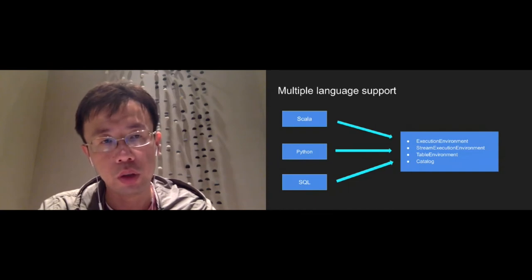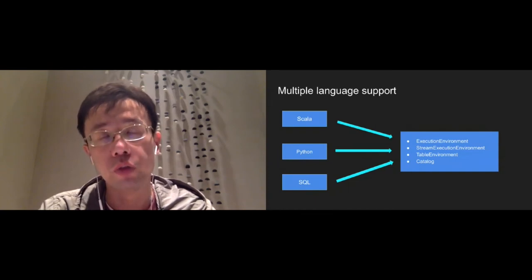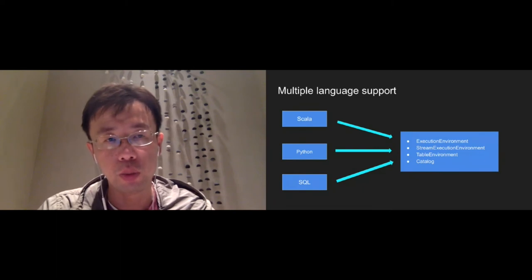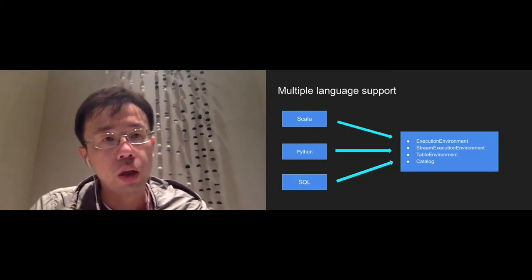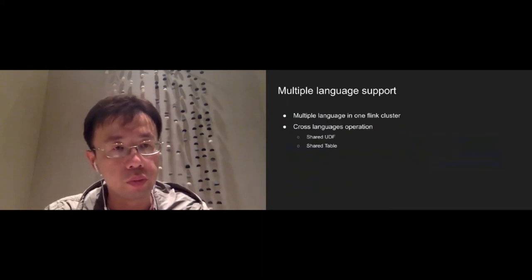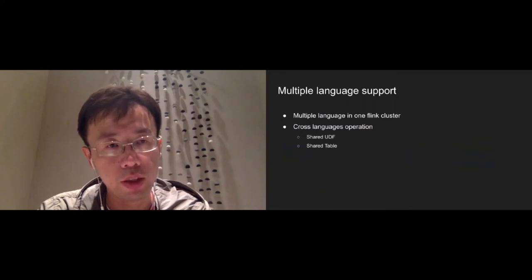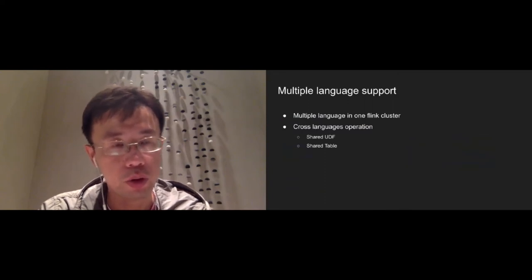So if you have such requirements, that you want to collaborate between different languages, then this is the right choice for you. Use Flink on Zeppelin. Here I have already mentioned the multiple language support. That means multiple languages in one Flink cluster and cross-language operations.